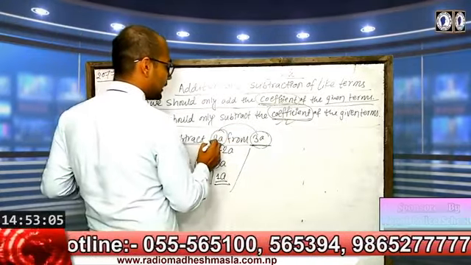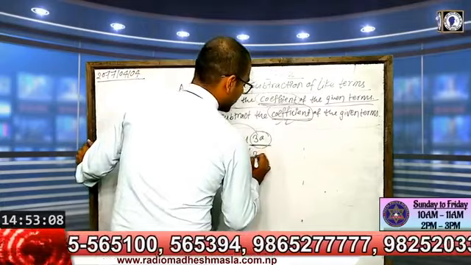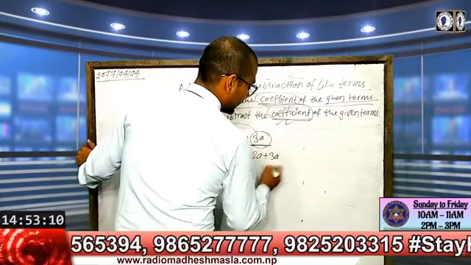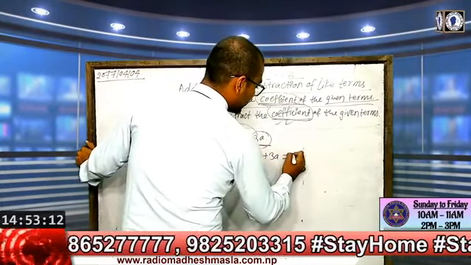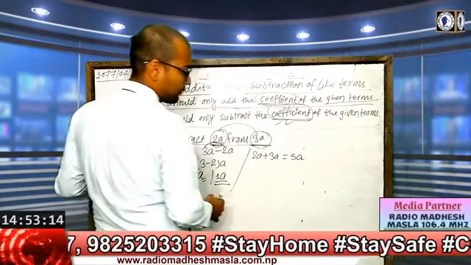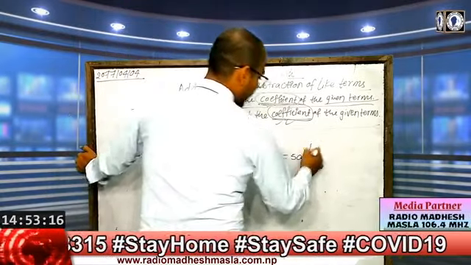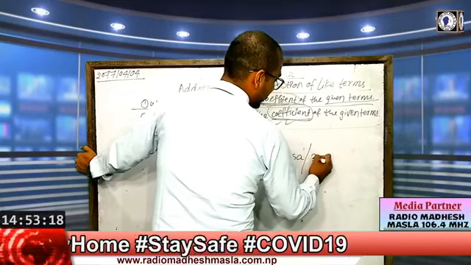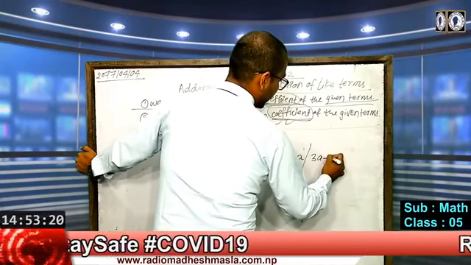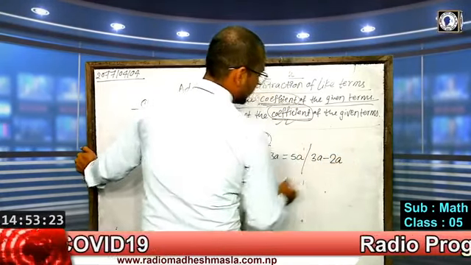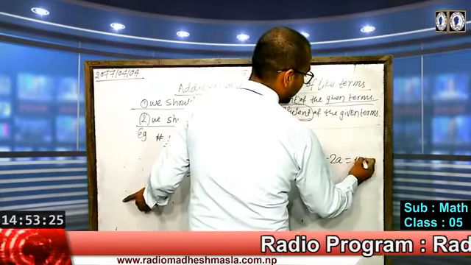Yes, how many a are there? 2a plus 3a. It means we can write it easily as 5a. In the same way, when we subtract 2a from 3a, what do we get? We will get 1a, that means a.